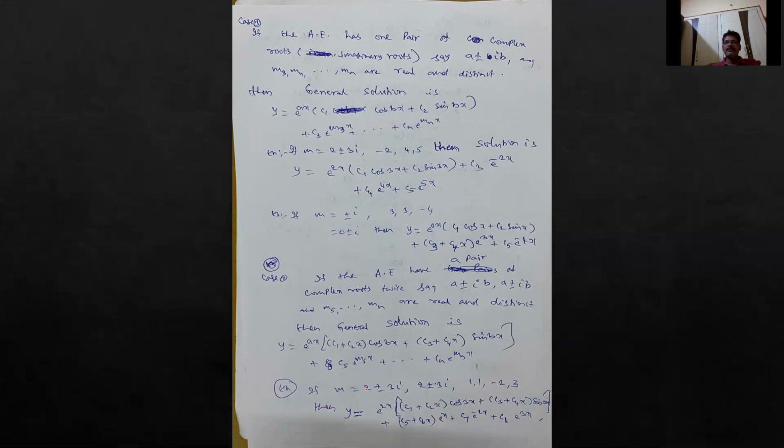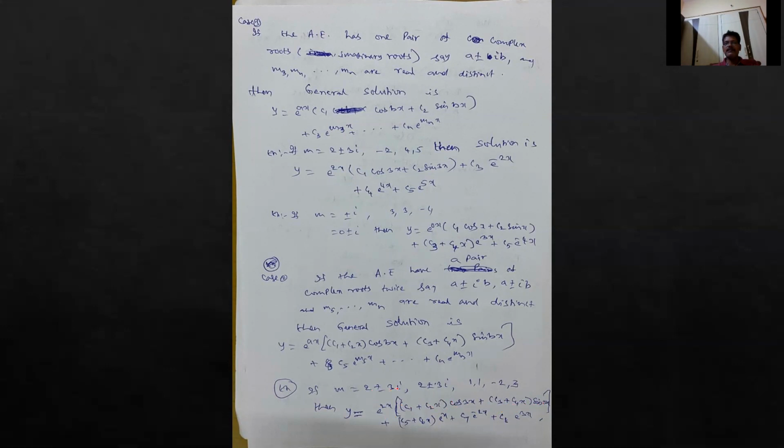For example, see m is equal to 2 plus or minus 3i, 2 plus or minus 3i, 1, 1, minus 2, 3. Here you observe it: complex roots 2 plus or minus 3i repeated twice, and 1 repeated twice, minus 2, 3. So the solution we can write as e power 2x into ((c1 plus c2x) cos 3x plus (c3 plus c4x) sin 3x), because 2 plus 3i is repeated twice. That's why I have written c1 plus c2x cos 3x, and here c3 plus c4x sin 3x. Because these are the four roots.